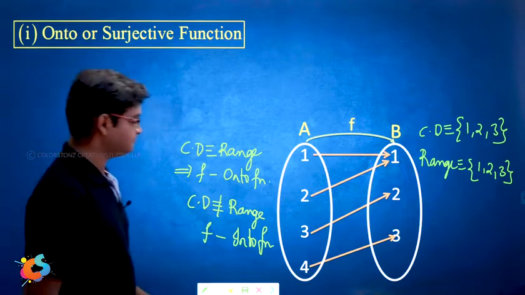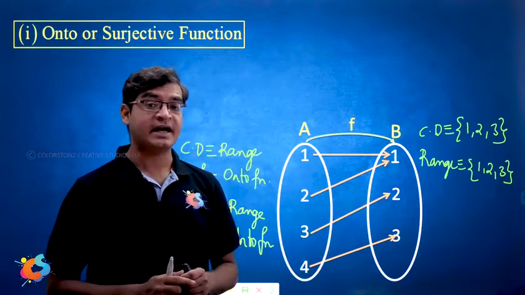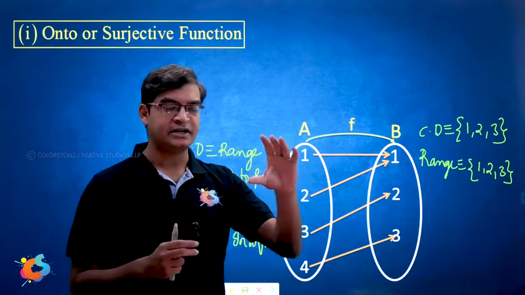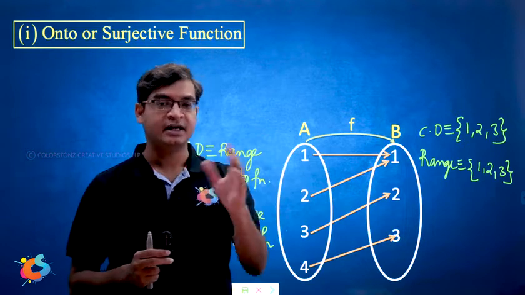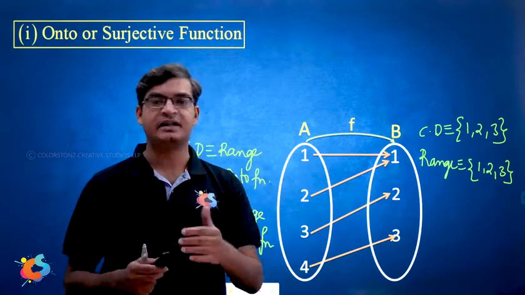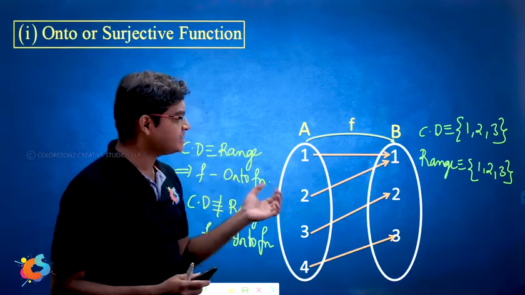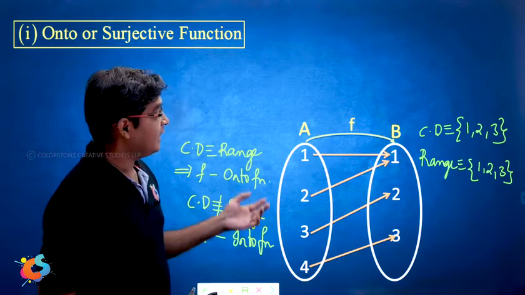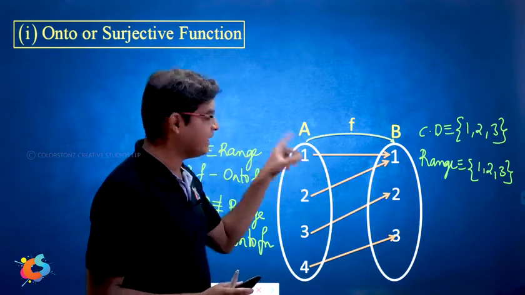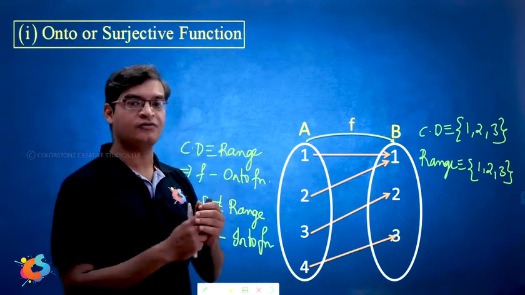Fn means function. Okay, very simple. Whenever you have to decide if a function is onto or into, just find the codomain, find the range. If these two are the same, then it is onto function. If these two are not the same, then it is into function. That's all. Now, the definition will be something like this. Every element of codomain should be the image of some element in the domain. If this is happening, then F is onto function.